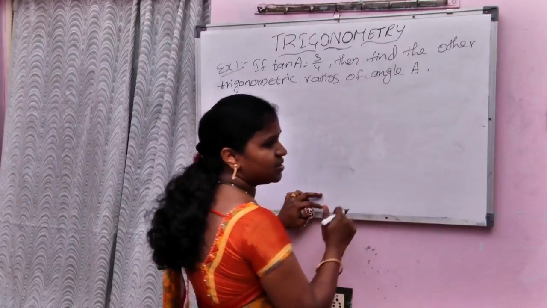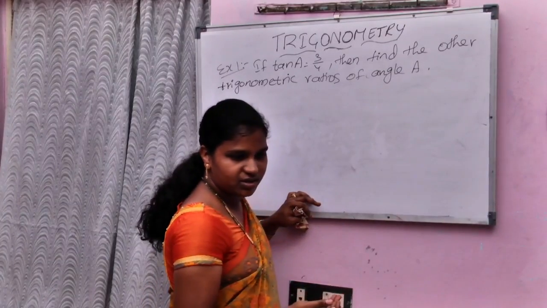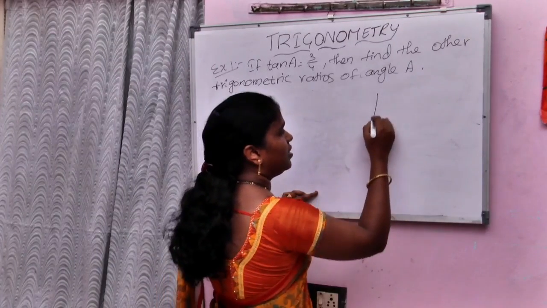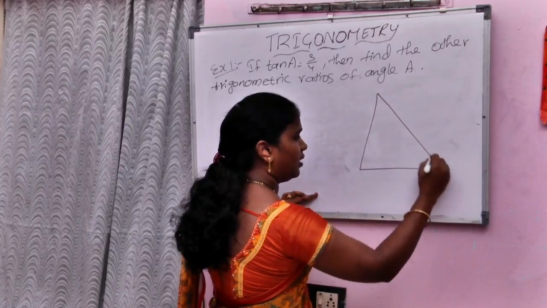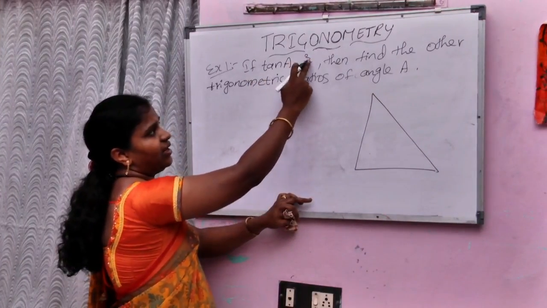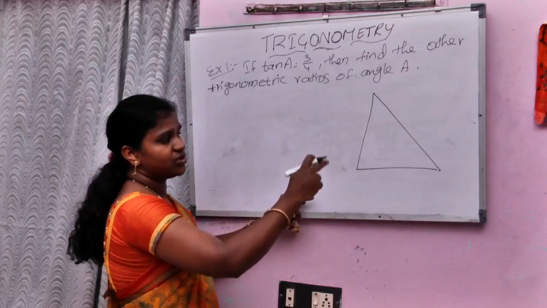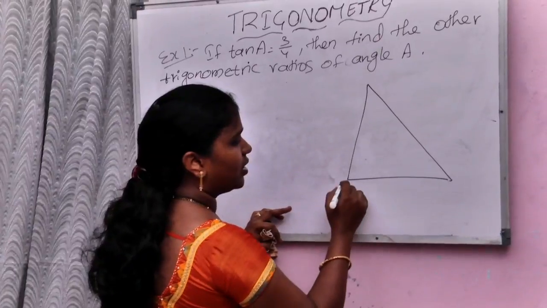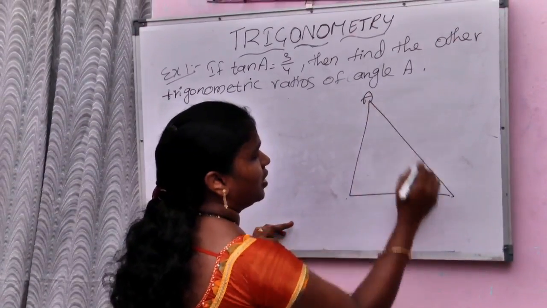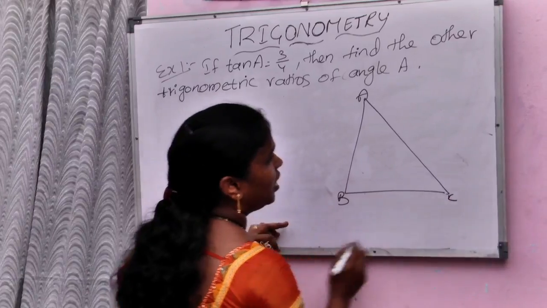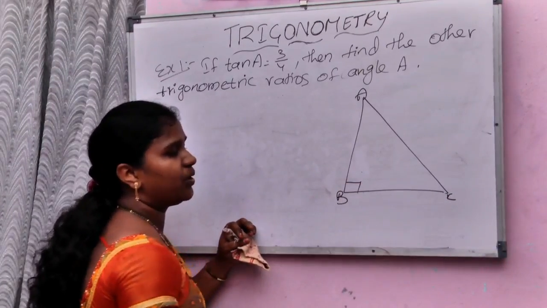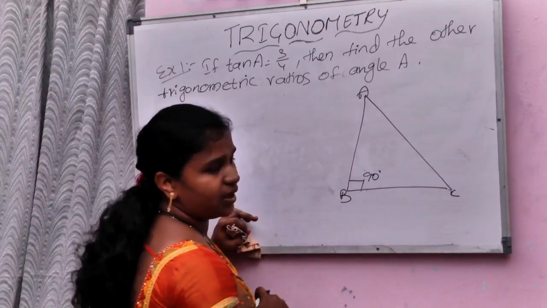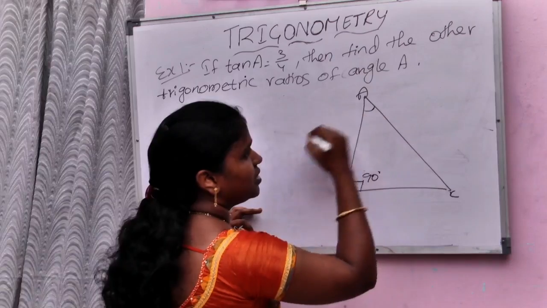So let us first consider a right angle triangle. Whenever we are talking about trigonometric ratios, first we have to consider a right angle triangle. It is given that tan A is 3 by 4. Before mentioning those, first we have to consider the acute angle. Acute angle is given at A. Now let us name the triangle A, B, C. Here the right angle is at B, so it is 90 degrees, and the acute angle is at A.